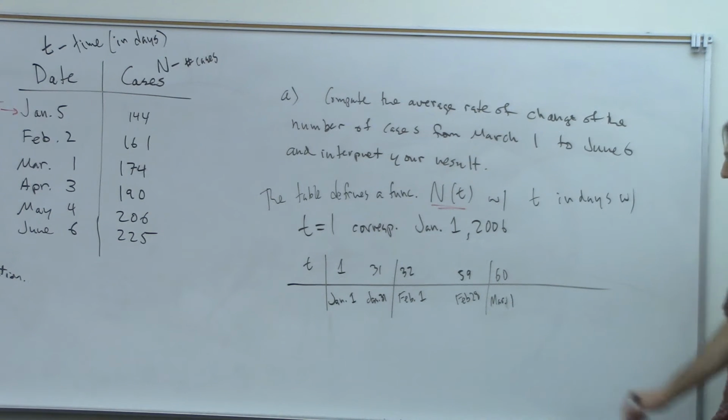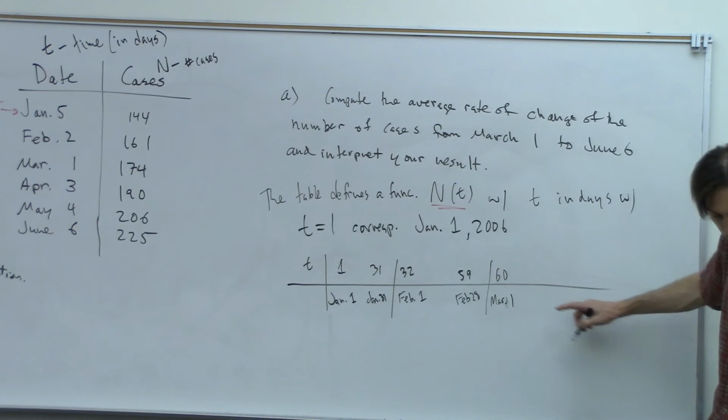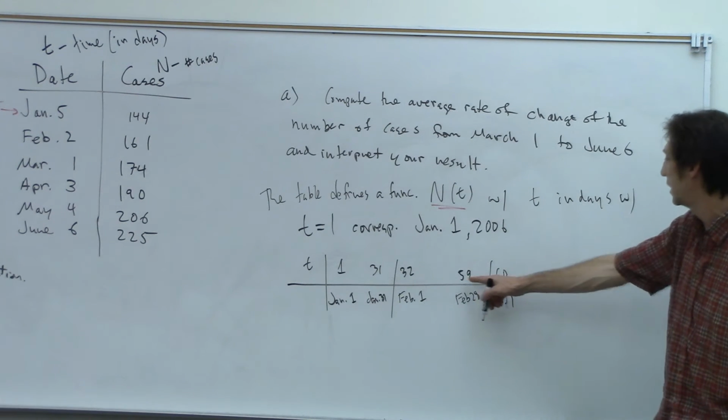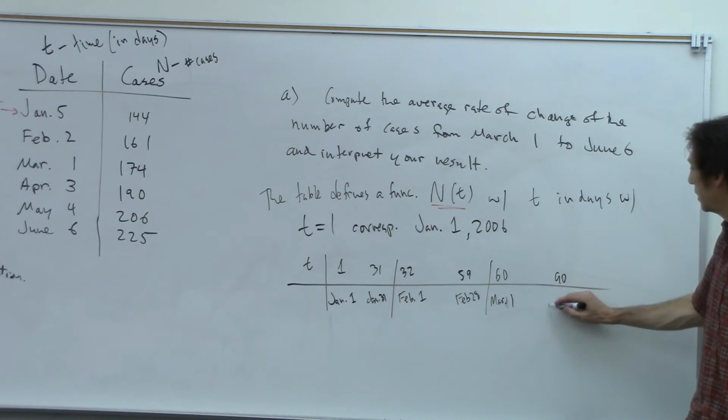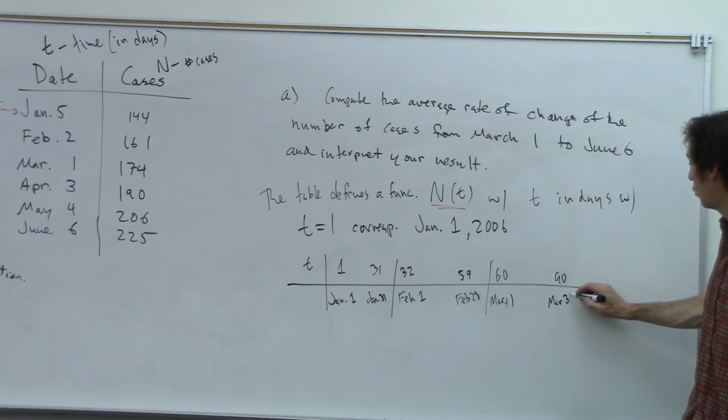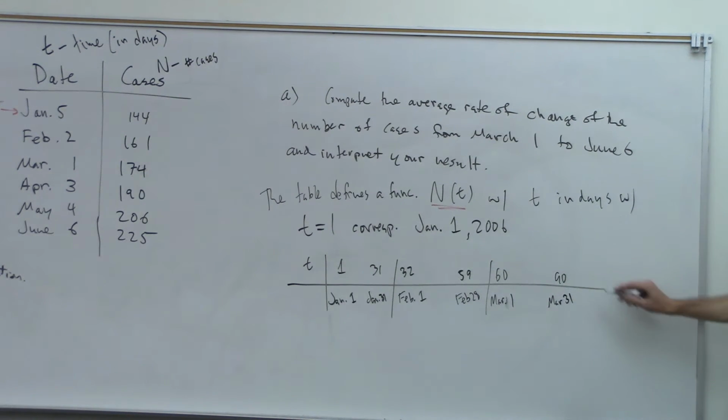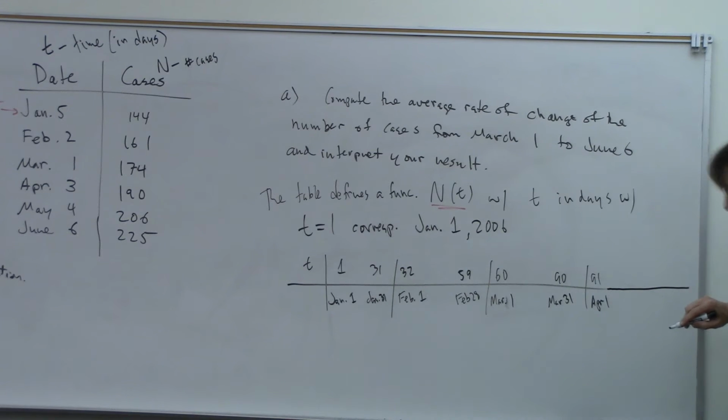March has 31 days. And so, what am I doing here? 31 plus 59 brings us up to 90, right? So out here at 90 is March 31. The 91st T value is April 1st. And if we keep going, April has 30 days. 90 plus 30 is 120. So this would be April 30th.